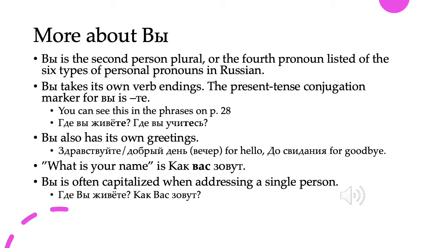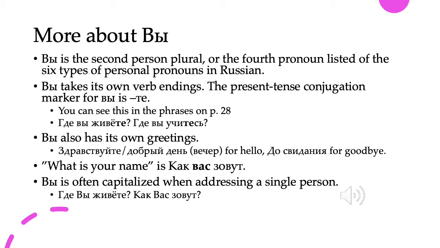Вы is the second person plural, so that's the 4th pronoun listed in the list of 6 types of personal pronouns in Russian. So again, we have я, I, first person singular, ты, you, second person singular, он, third person singular masculine, она, third person singular feminine, оно, third person singular neuter, and then мы, first person plural, вы, which is what we're talking about here, second person plural, and они, they, third person plural.